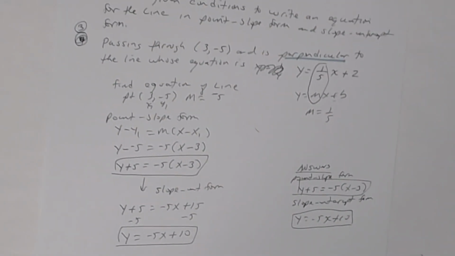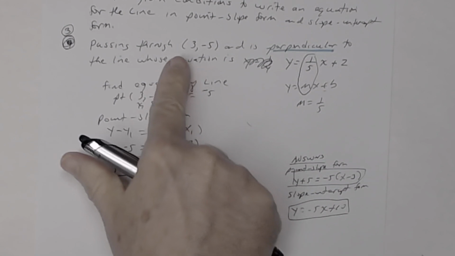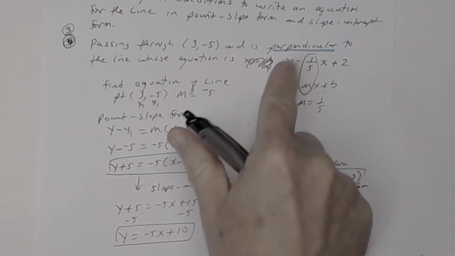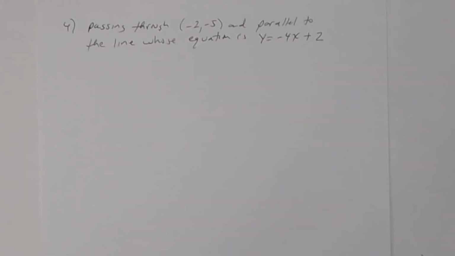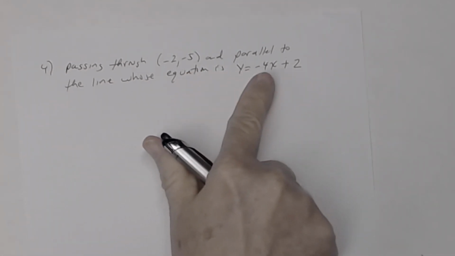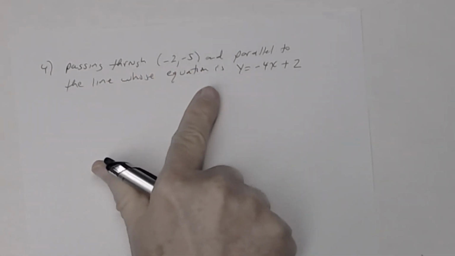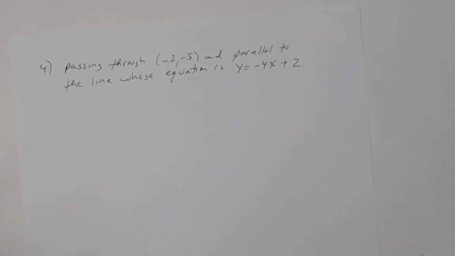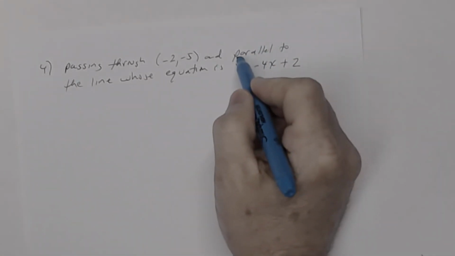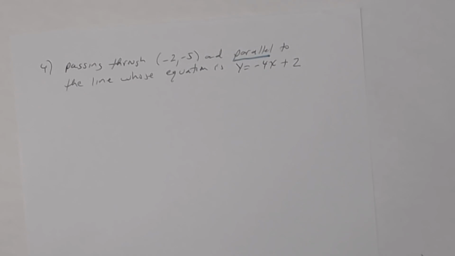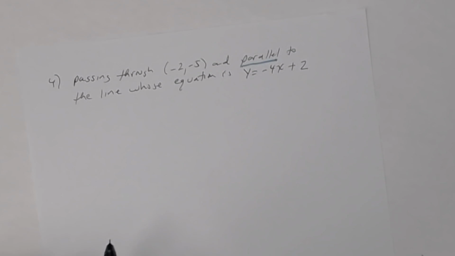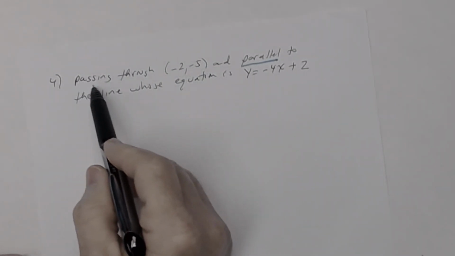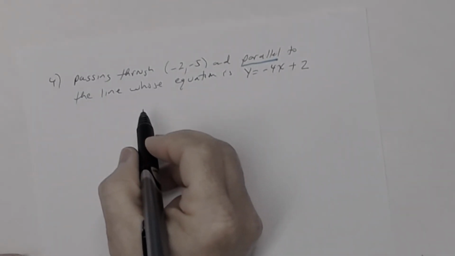Number 4. Notice that the two lines in the last problem were perpendicular. In number 4, what we're going to look at now is the two lines being parallel. So same set of directions, except instead of the word perpendicular, you're told that the two lines are parallel. Remember, parallel lines have the same slope. To find the equation of this line that contains this point, you need to know two things.